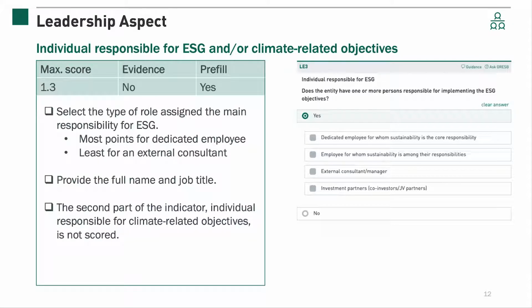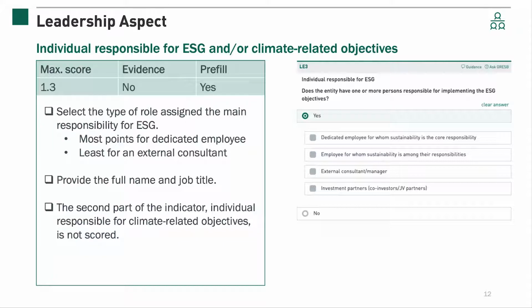Having personnel dedicated to ESG issues increases the likelihood that the entity's ESG objectives will be properly managed and the targets will be met. So the next indicator addresses whether there is an individual responsible for ESG and/or climate-related objectives. Select the type of role assigned the main responsibility for ESG for the entity. Is it a dedicated employee with ESG as their core responsibility? An employee where ESG is amongst their responsibilities? An external consultant? Or someone from a partner organization? The most points are earned for the first option, with a consultant earning the least points.